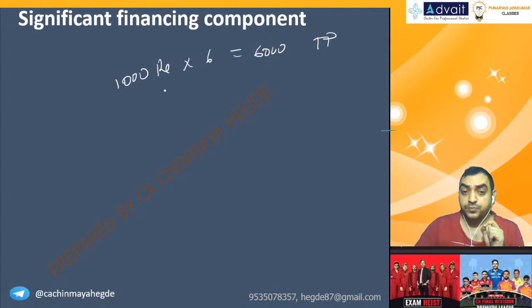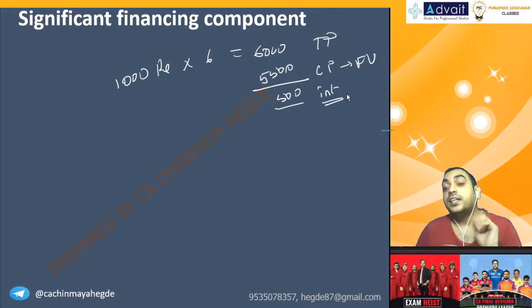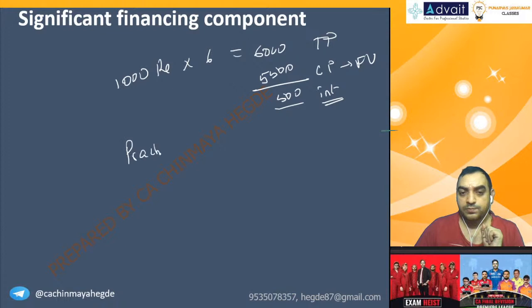So what do you do? You compute the cash price or the fair value. If it is sold on a cash basis, let's say that comes to 5500 rupees. So 500 rupees you have to recognize as interest income. They'll give you one practical expedient which is optional.